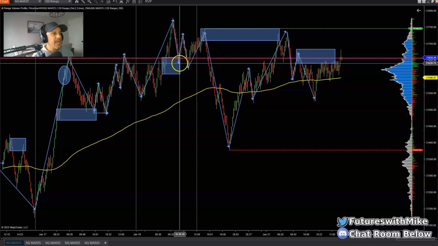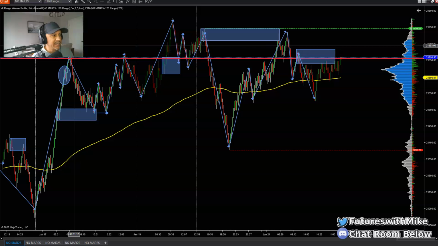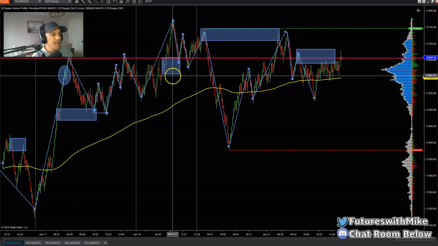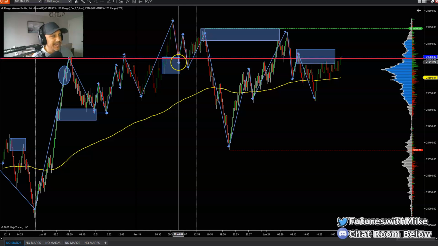Boom, pulls back. A high probability demand zone off of the 120. I already said this. Broke the area structure on the higher base chart. Pulls back. Scale down to the lower base chart. Look for the 24 range demand zone. Rested on the inside of the zone. Go long.